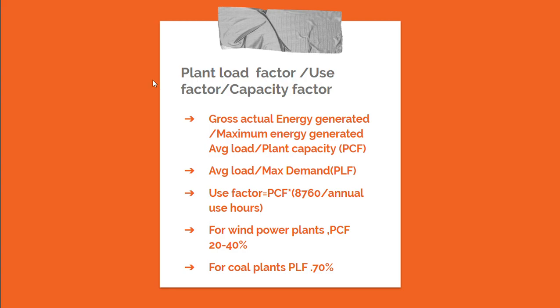Then what is the plant capacity factor? Okay, plant capacity factor is the average load upon plant capacity. So look at these two numbers, average load upon plant capacity and average load upon maximum demand. So how are they different? How is the plant load factor different from plant capacity factor? If you look at these two equations, you'll find that the equation is different in terms of the denominator. In the plant load factor, the denominator is maximum demand, whereas in the plant capacity factor, the denominator is plant capacity.